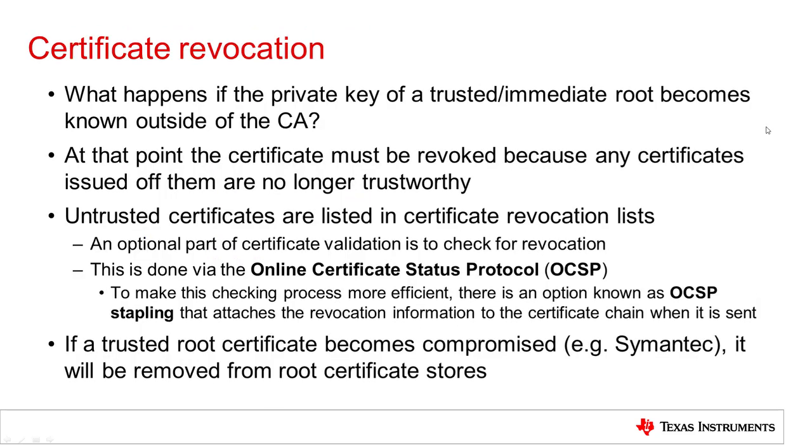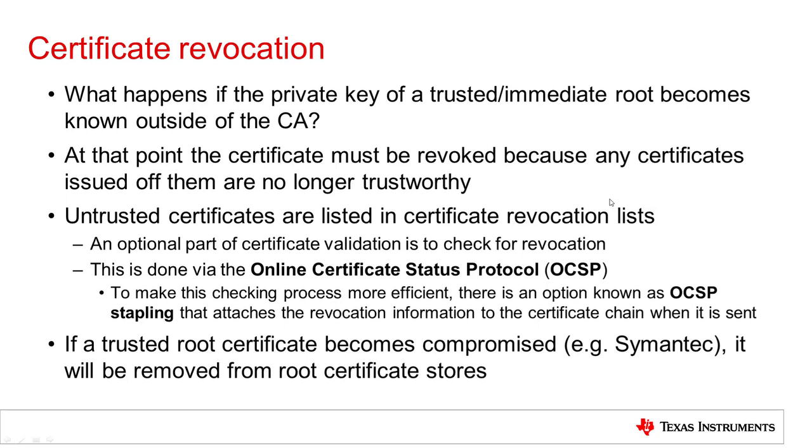The steps we described in the previous slides about certificate validation are mandatory. There is another step that will often be done, which is optional, and it's called checking for certificate revocation. Certificate revocation is needed when a certificate's private key becomes known outside of the certificate authority or the device that owns it. At that point, the certificate can no longer be trusted, because other parties could then forge signatures and do other operations that could compromise security.